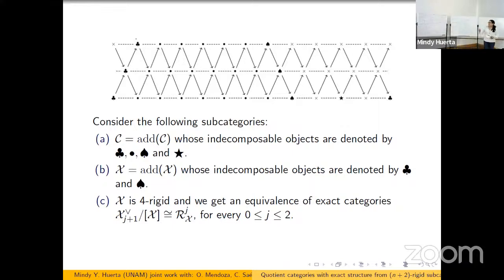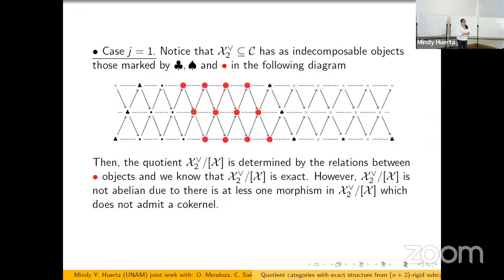Okay, what happened for the case j equals 0? The case j equals 0 coincides with Iyama-Yoshino's result. We know that the first quotient category is abelian, but what happened, for example, for the case j equals 1? In this case, we can appreciate the difference with the previous result, by using, again, this description by the quiver, we have that this quotient is determined by all the relations between red points and all the arrows between them.